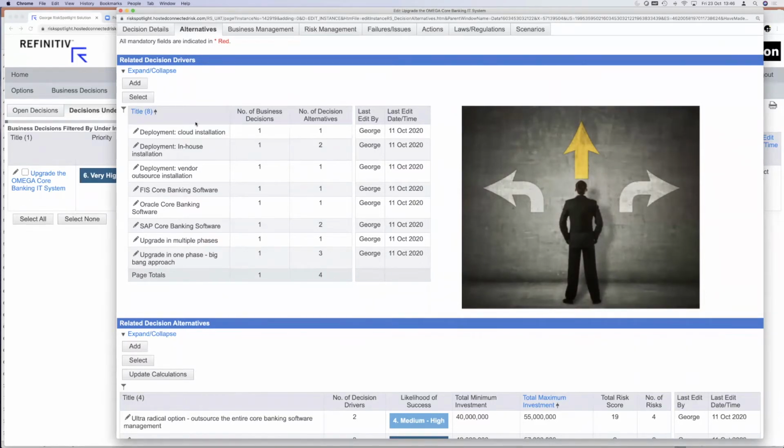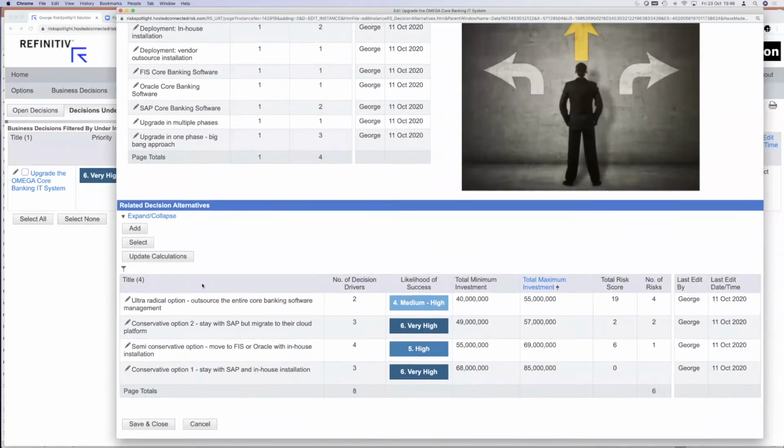So you identify the different drivers of that decision which are important for you to consider, and then you create the different alternatives. So in this case, we are saying that this alternative is that we will stay with SAP, but we will migrate to the cloud. Right now we have the SAP system in-house, but we want to take advantage of all this new cloud technology, because the security may be better than the security we have in-house.